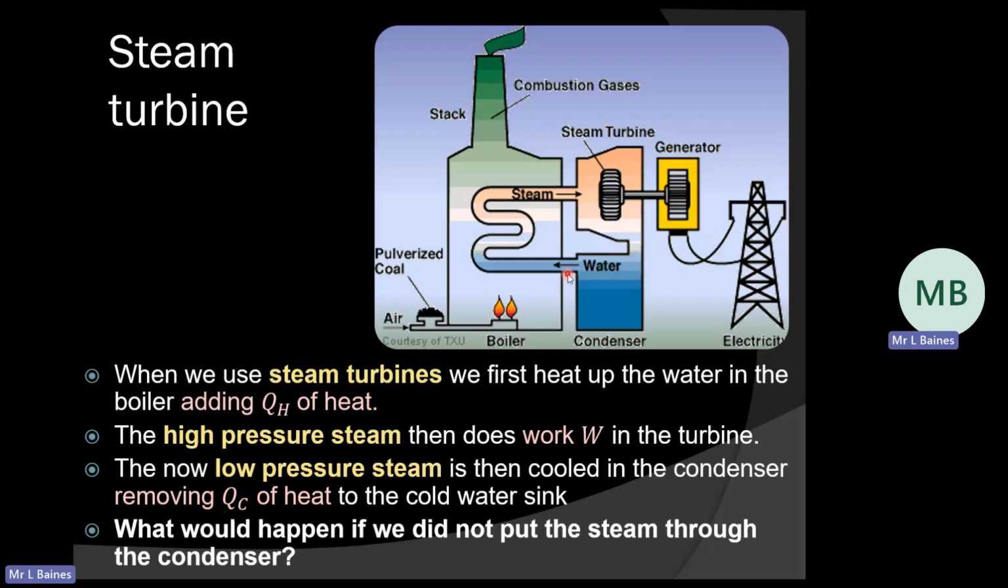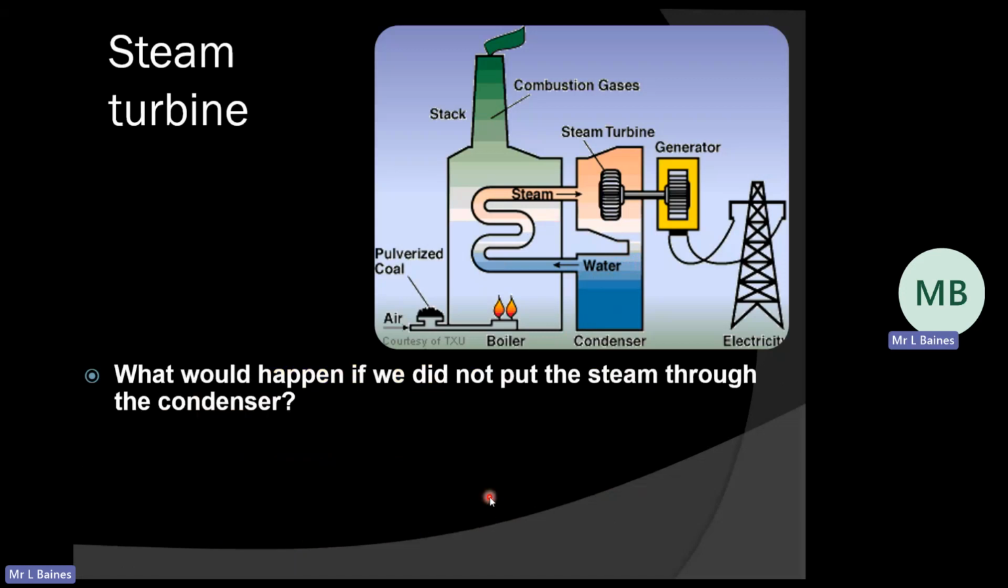Now, what would happen if we didn't put the steam through the condenser? You might be thinking, why do we cool it down when we get to the condenser? Why do we waste that energy? Why do we not just put it straight back in? But there's a very good reason that we don't do so.